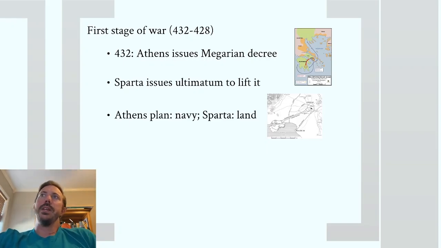Athens refuses. And so Athens develops a plan to rely on the navy, and Sparta's plan is to rely on the land. And we have to go all the way back to our lecture on the distinctions between Athens and Sparta. Sparta has a series of social reforms to make Sparta into a militarized society. And they had an elite fighting force on land, the hoplite, right? With the shield, with the spear, the helmet, the whole thing, and the stabbing, and the phalanx, and all that.